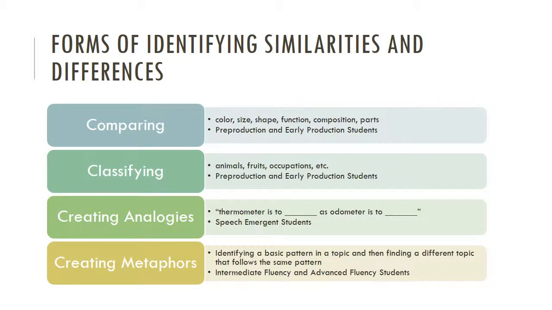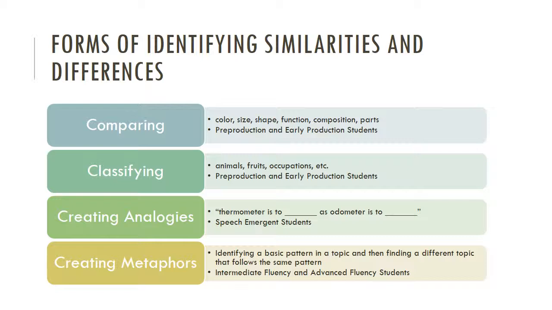Some classroom recommendations are to use comparing, such as the color, size, shape, function, composition, and parts. And this falls in the pre-production and early production stage for students. Classifying different things, such as classifying them into animals, fruits, occupations, etc. This is also for pre-production and early production students.